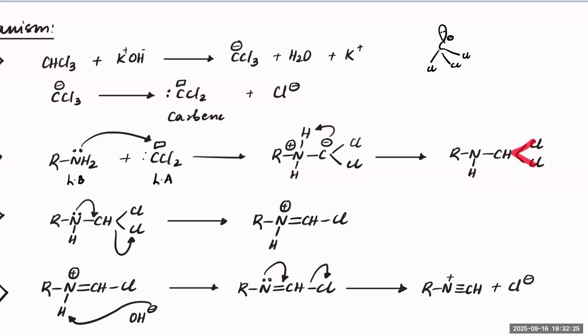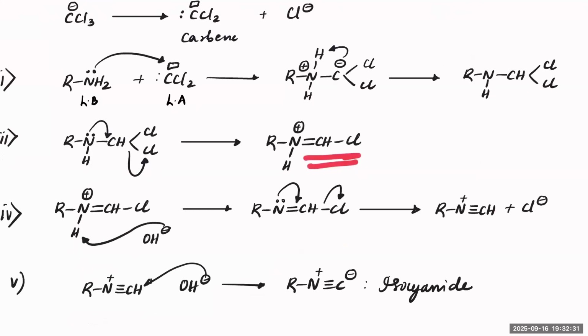And because these two chlorines are good leaving groups, the lone pair will keep pushing till the chlorine keeps going away. First time, one chlorine will go. Again, OH minus can take H plus from here. Second time, one more chlorine will go. You'll get this form. Again, OH minus can take H plus from here and end up with isocyanide formation. Clear? Yes, sir.